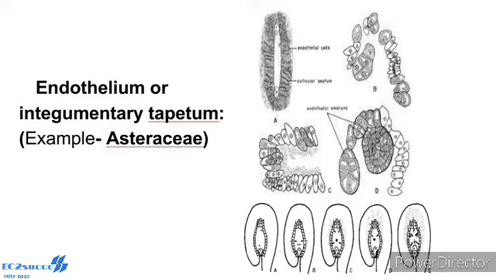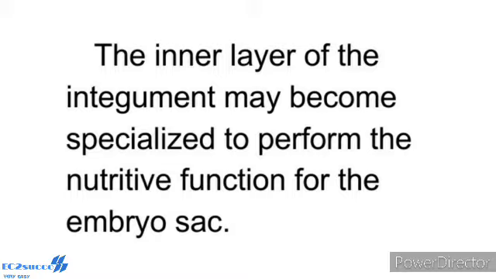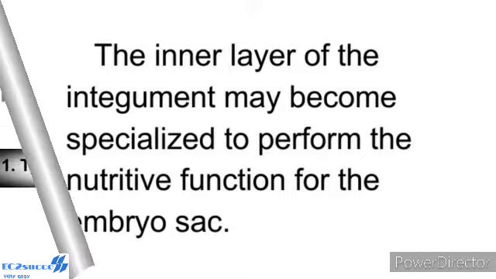Another one, endothelium or integumentary tapetum, for example in the Asteraceae family. What is endothelium? The inner layer of the integument may become specialized to perform a nutritive function for the embryo sac. That is called endothelium or integumentary tapetum. Integumentary tapetum is also called endothelium. It's one of the important questions.